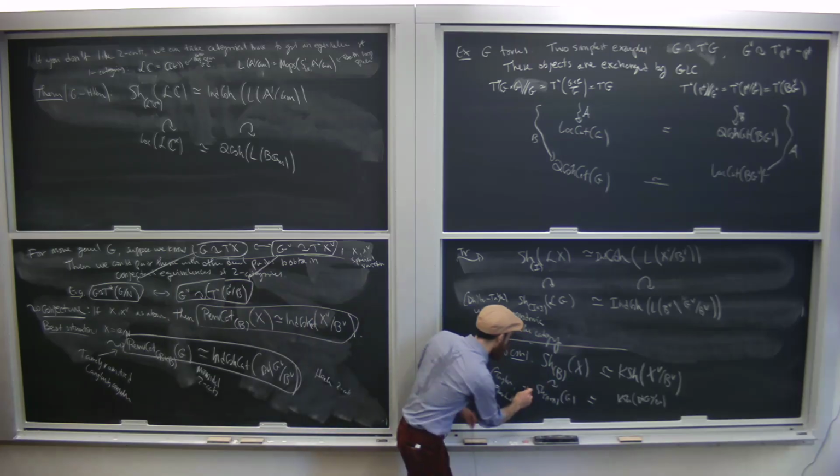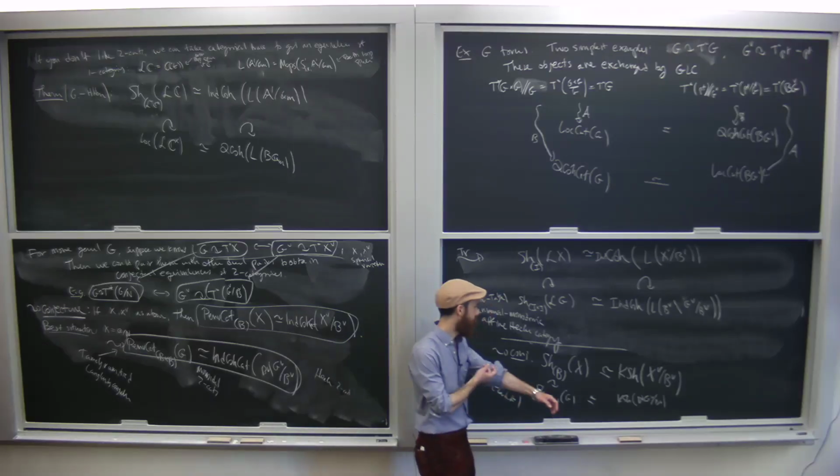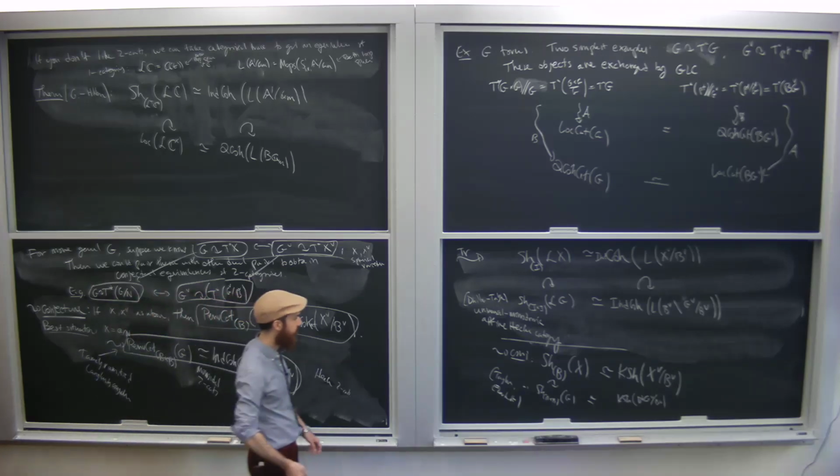So that's this equivalence of Hecke categories here. How is this equivalence related to Kazhdan-Lusztig duality between sheaves on G mod B mod B and G?